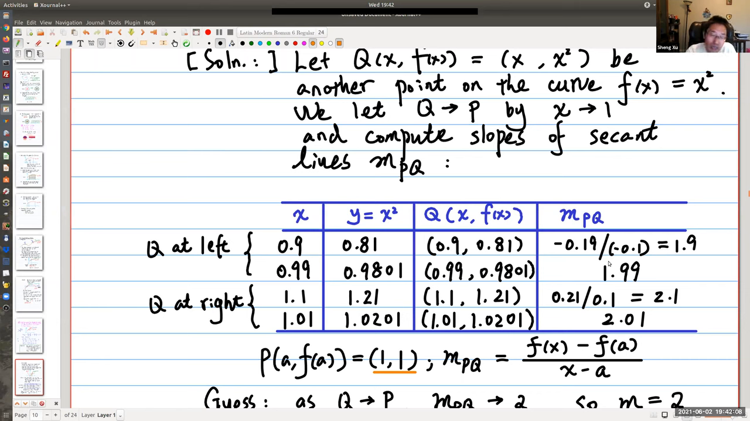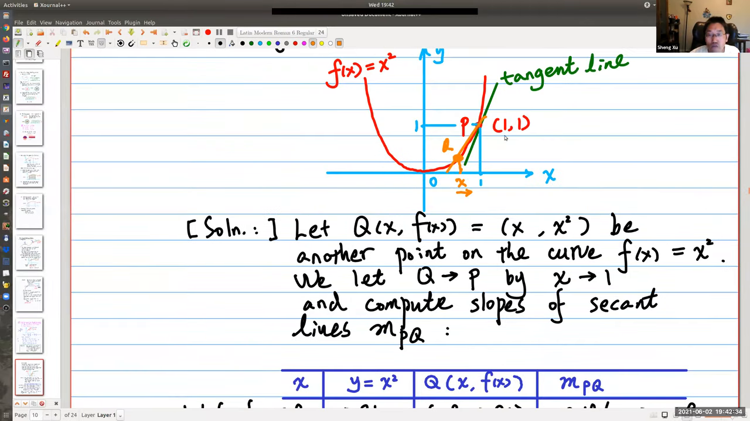Now I'm going to let x get closer to one. So how about x equals 0.99? Now it's kind of close, right? So you do x squared, get the y coordinate, so you get the Q point. Now I have the Q point and the P point, I can compute the slope. Trust me, you get this answer here, 1.99. So in this case, my Q is to the left of that P, because x is smaller than one.